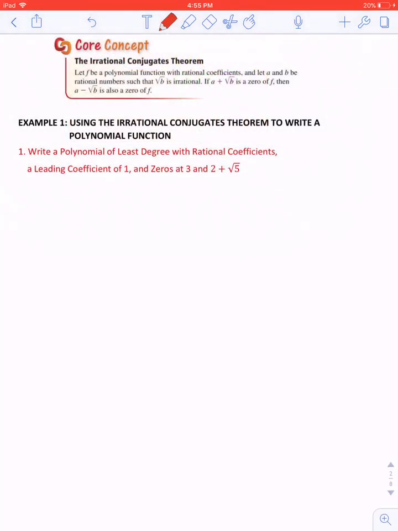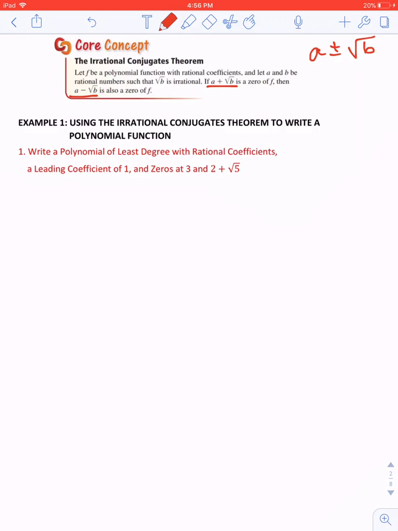All right, so this is continuing through our 4.5 and 4.6 lesson. We're going to talk through the irrational conjugates theorem. The irrational conjugates theorem tells us that if a function has a 0 at a plus root b, then it must also have a 0 at a minus root b. Because if you think about our quadratic formula, we have that a plus or minus root b. So that breaks out into two different zeros.